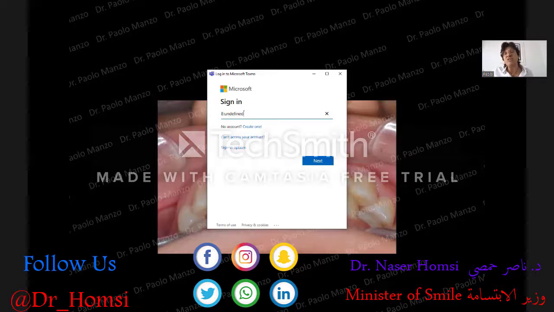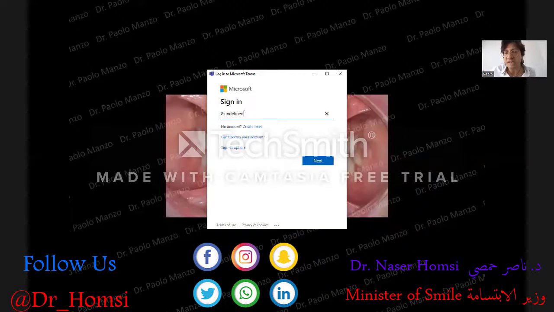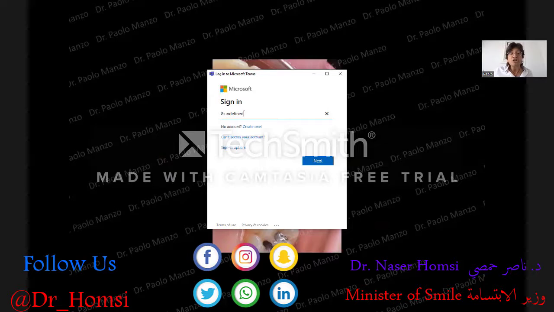And she asked me, can I do something invisible to correct this? And I proposed to start with one bracket, now flipped 90 degrees also here. I will show you how, okay? And a piece of wire and a minuscule here. A piece of wire, 17 by 25 TMA.